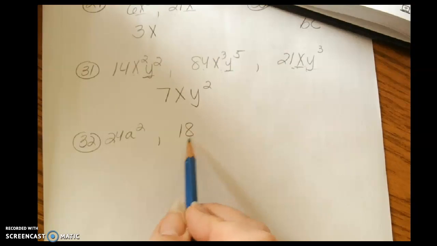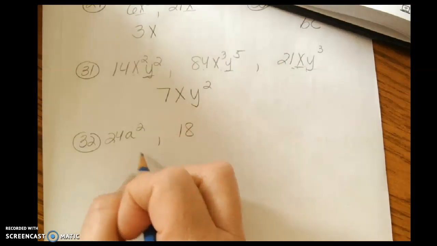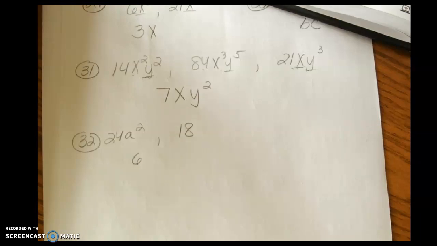Here's just a number, so I can only factor out a number, and it is going to be 6. It's going to be the greatest common factor. All right?